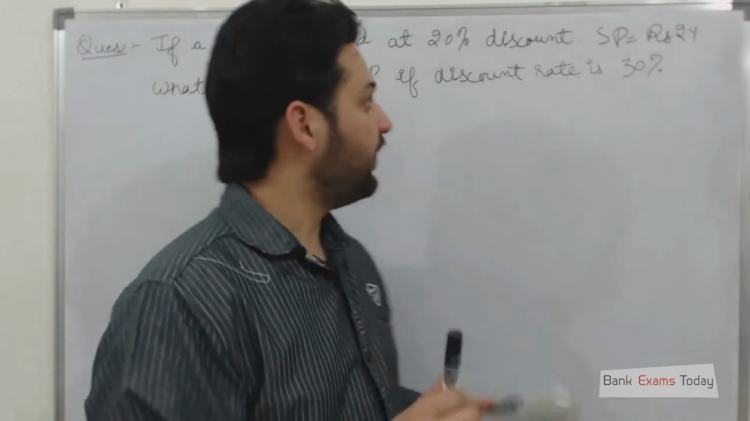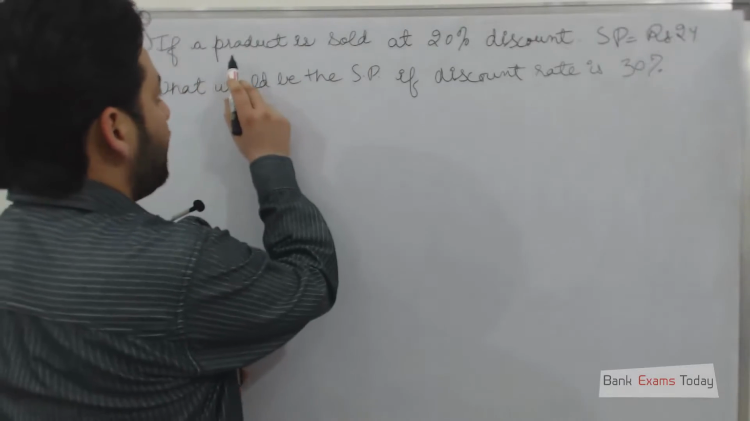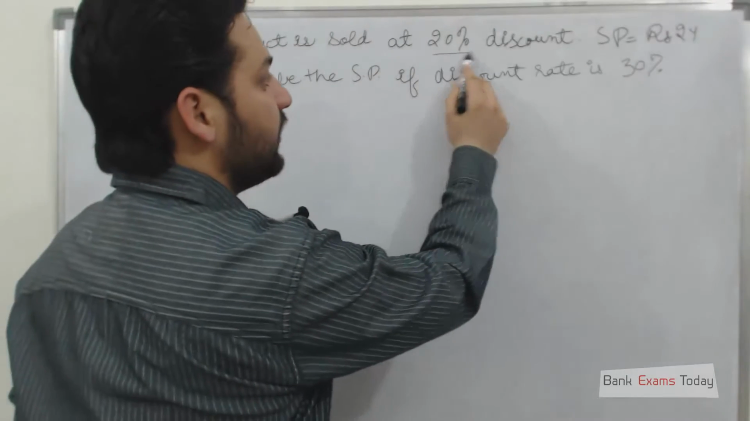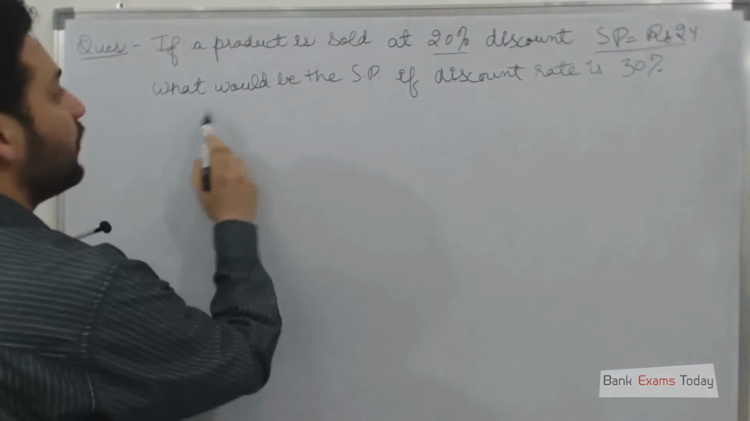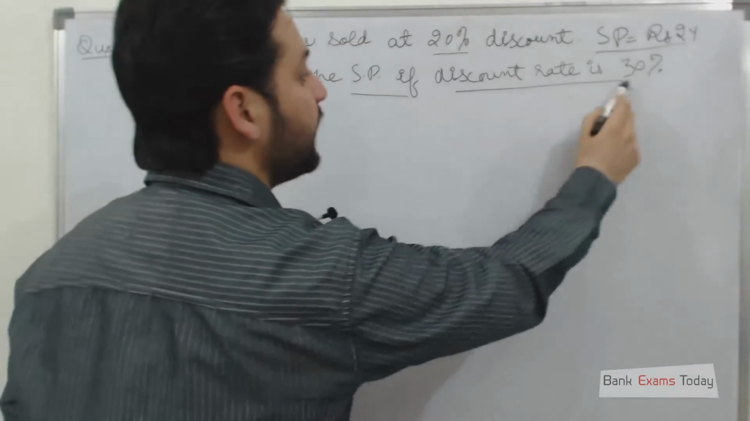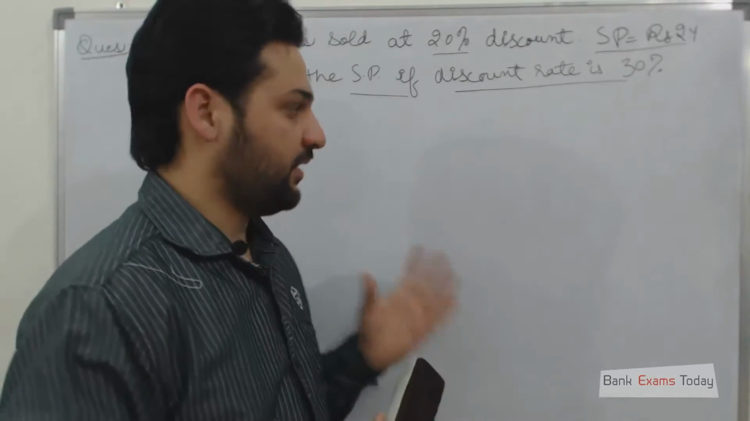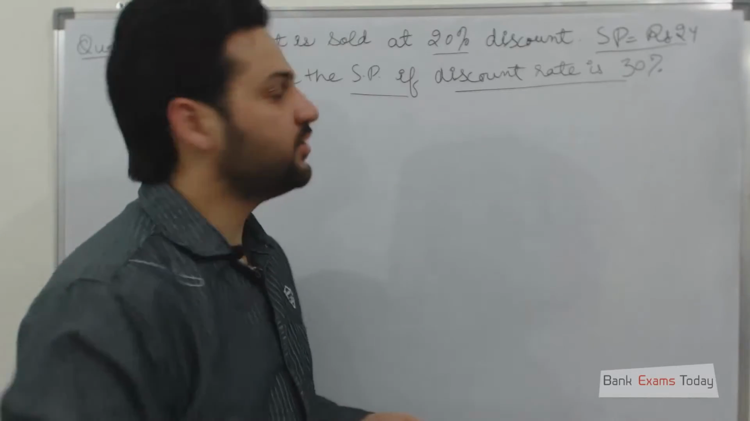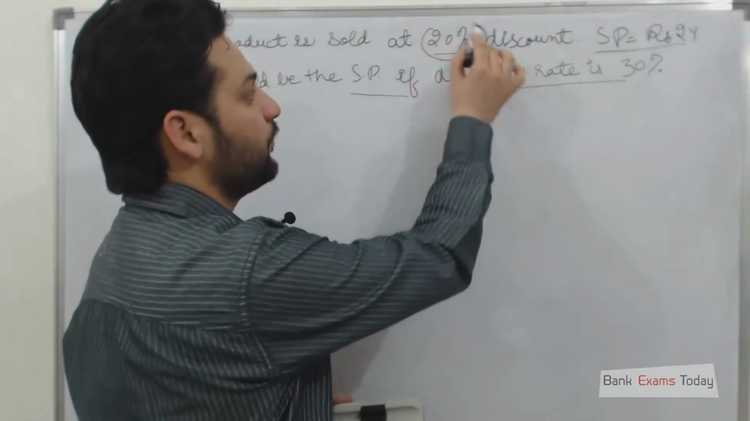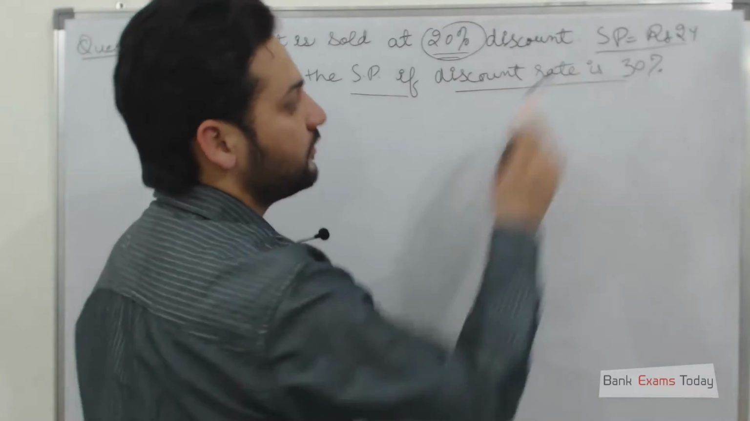Okay friends, let's do a very important question, very simple one. If a product is sold at 20% discount and its selling price is 24 rupees, what would be the selling price if the discount rate is 30%? First of all, there is a mark price or list price on which the retailer or the wholesaler gives us a discount. So after deducting the discount rate, we get the selling price.